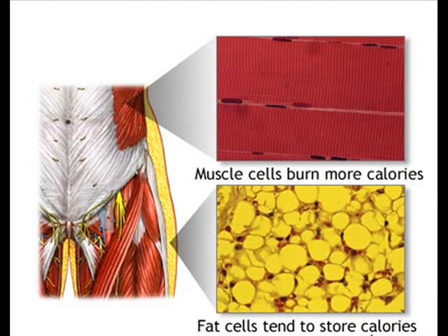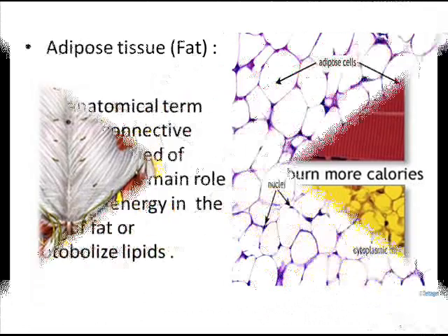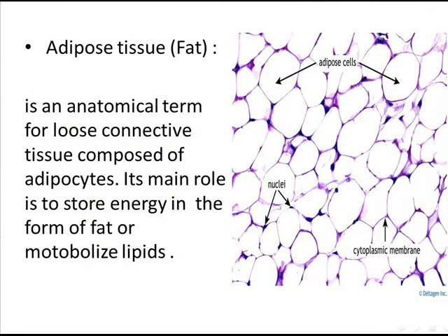When we eat a lot of food, our body will store the excess food or sugar in the form of fat in the adipose tissue. Look at the picture. Here you can see the adipose tissue is composed of adipocytes, or adipose cells, or you can say fat cells. In this cell you will find the fat droplet. Of course, the main role of this tissue is to store energy in the form of fat. When our body needs this energy, the fat will be broken down to give us the energy which we need.